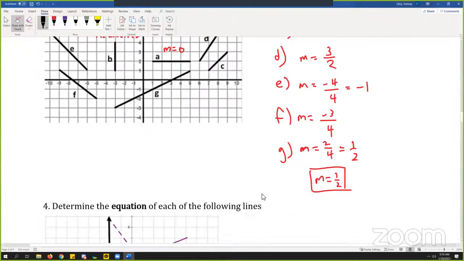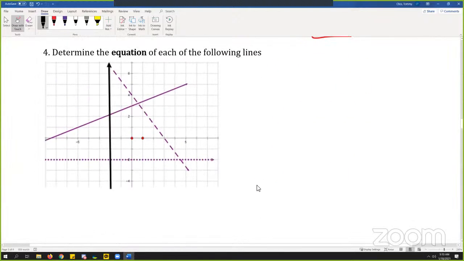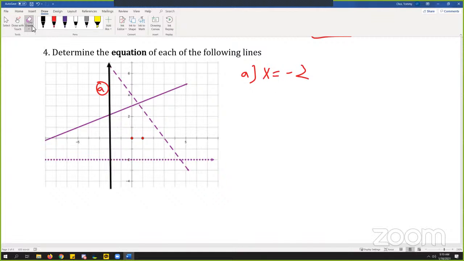Okay. Next, question 4 says to determine the equation of the following lines. We'll call this one A. We'll do that one first. It's a vertical line, which you immediately know is x equals a number. And the number here is -2, so x equals -2. There's our answer. We know that this line touches here, which is -2, right? So x equals -2 is the equation of the line. Very simple. For question B, we'll do this one here.